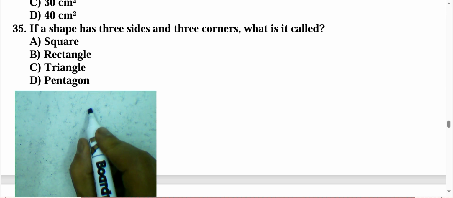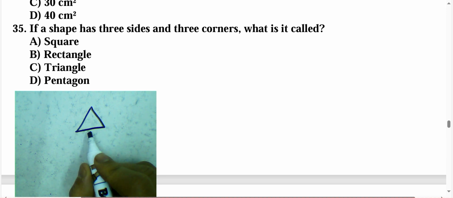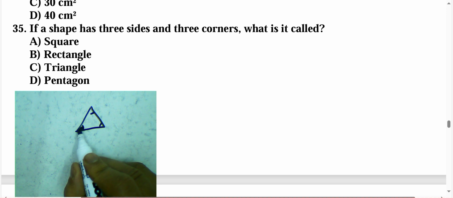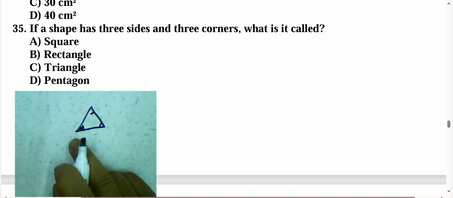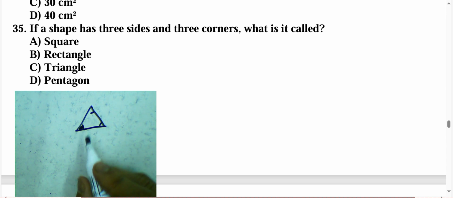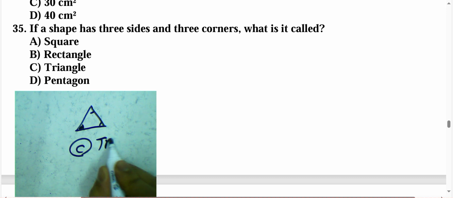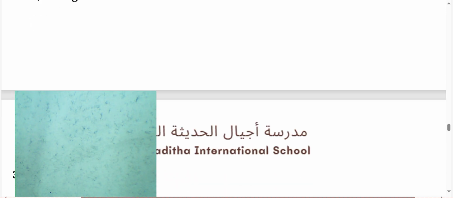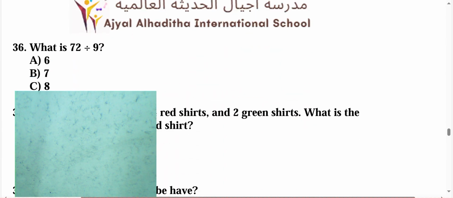We call it a triangle. A triangle has 3 sides and 3 vertices, or 3 corners. This place we call a vertex, and the 3 corners we call vertices. So the result will be letter C, triangle. We call it a triangle. That was question 35. Next question.